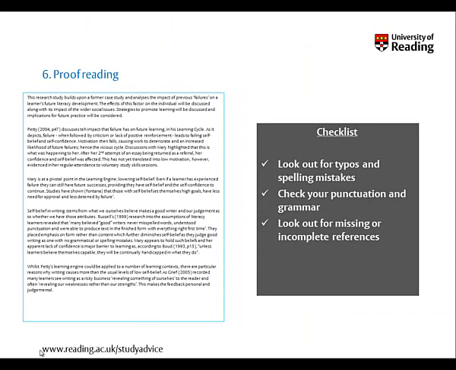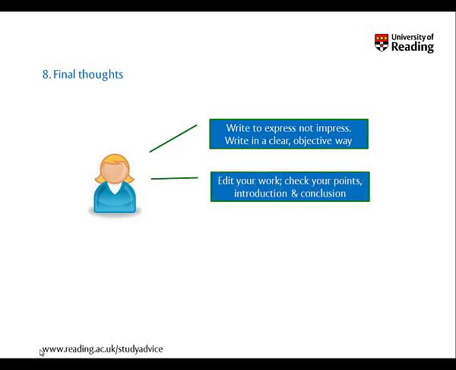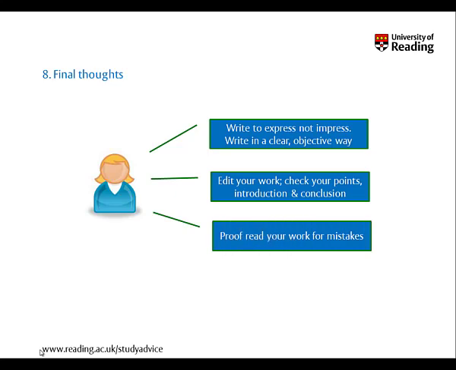So to recap, the steps involved in ensuring clear communication in your written work are: firstly, write to express your ideas, not impress the reader. Also write in a clear, objective style. Leave time to edit your work, ensuring your points are still relevant and structured in the most effective way. And finally, print out your work, read it out loud, and check for errors with grammar, spelling, punctuation, and references.